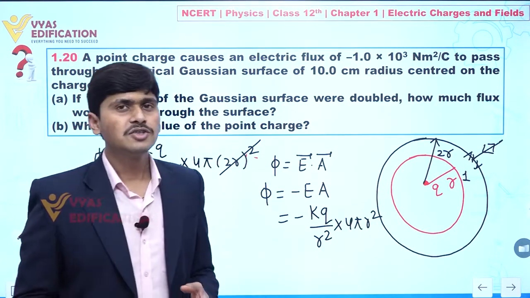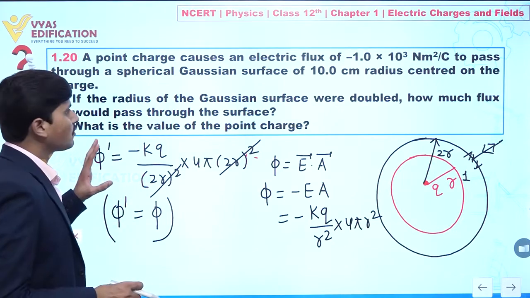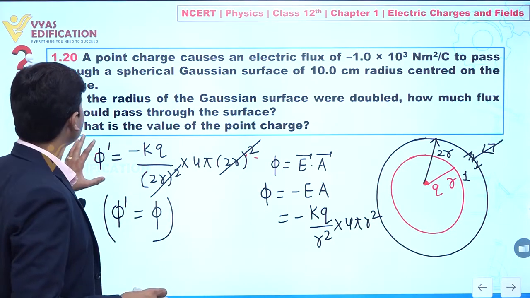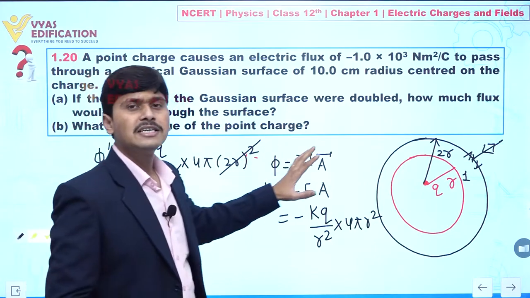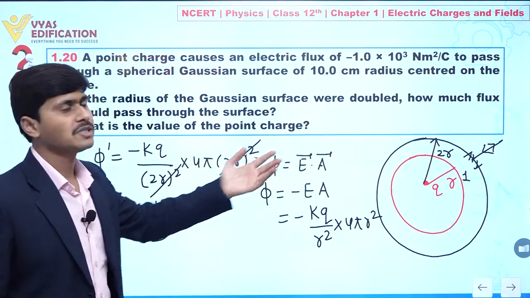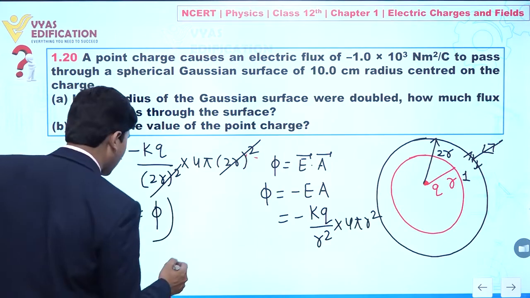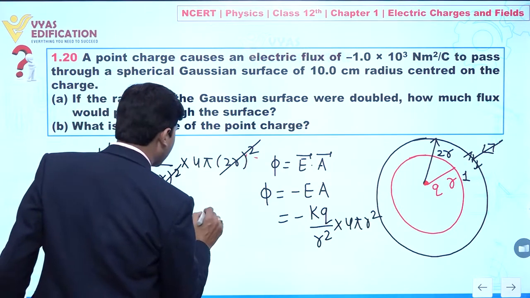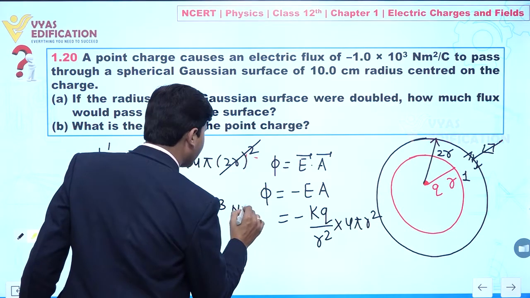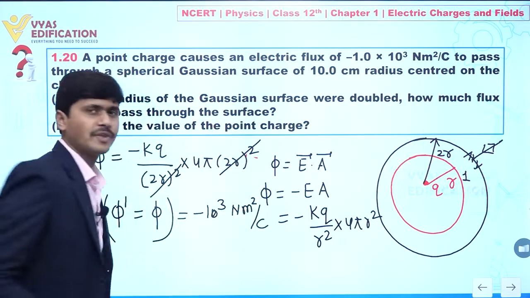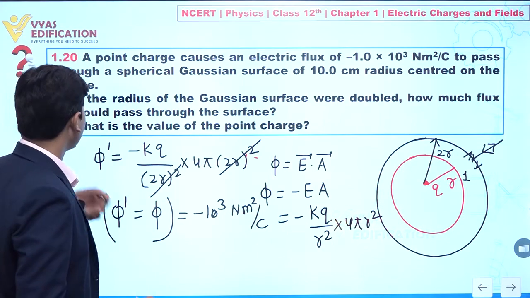Clear to everyone? So what is the answer of option number A, part A? How much flux would pass through the surface? The same flux will pass through this surface. So our answer will be equal to minus 10 to the power 3 Newton meter square per coulomb. Clear to you? Yes or no?